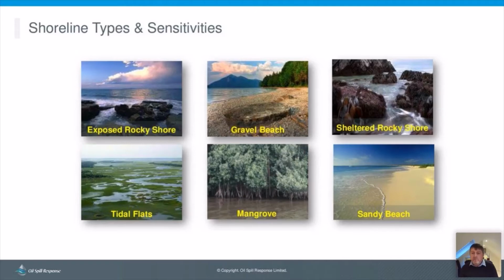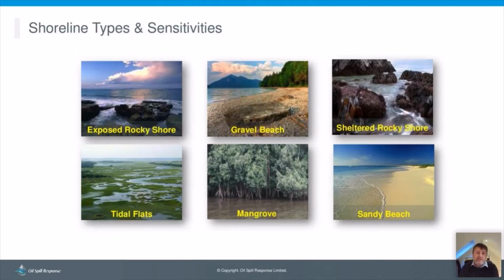Excellent. I'm glad to see that most of you got that right. It is indeed mangroves. Stefan briefly mentioned the environmental sensitivity index on the previous presentation. I'm going to give you an example of that in a minute. But on that environmental sensitivity index, mangroves are the most environmentally sensitive shoreline to oil spills. They're at one end of that scale.